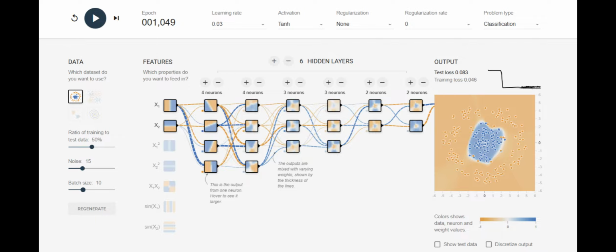Loss: training loss, test loss. Loss measures error. Training loss shows performance on known data, while test loss shows generalization. Low test loss is important for real-world deployment.